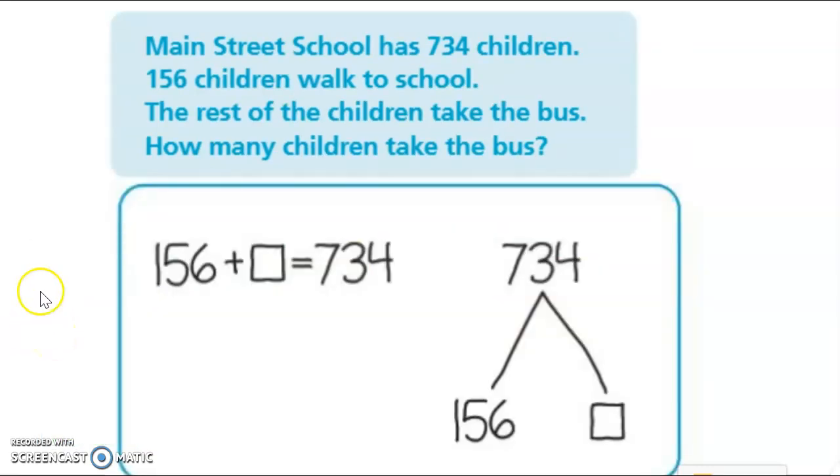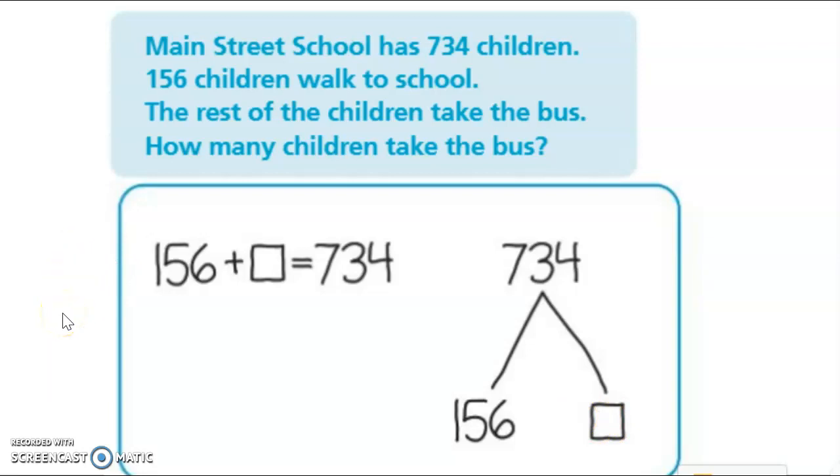Okay, so I got my equation up and I have my math mountain up. Let's just read my problem one more time so I can see that it makes sense. Main Street School has 734 children. So I see my total number of children. On my math mountain, the total goes at the top. 156 children walk to school, and the rest of the children take the bus. How many children take the bus?